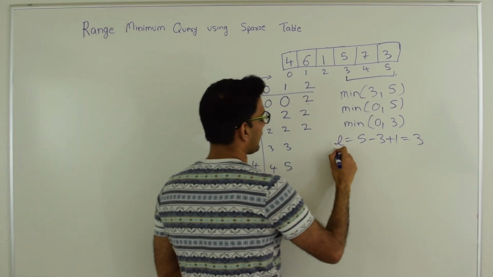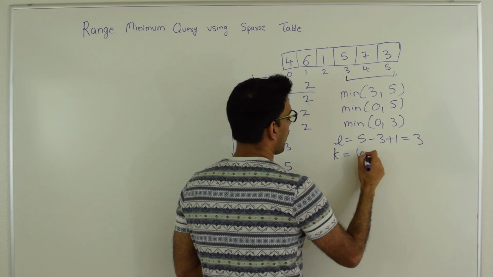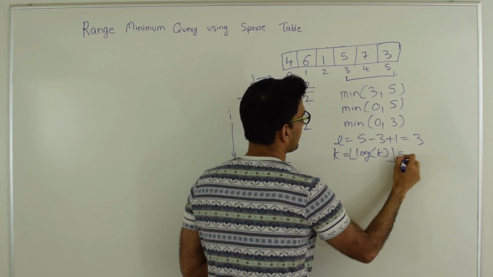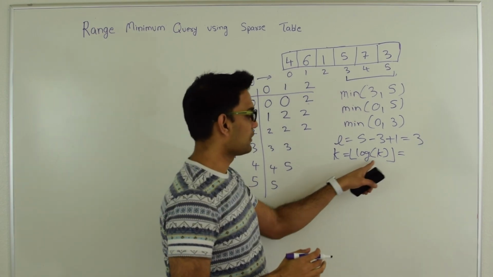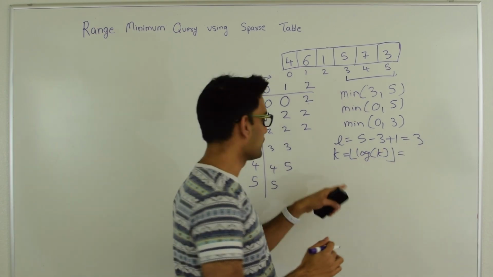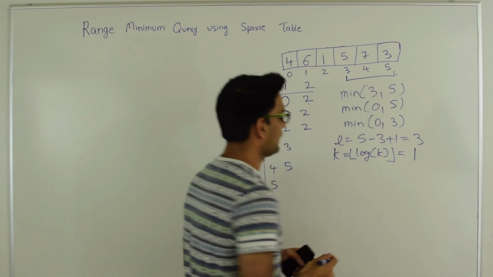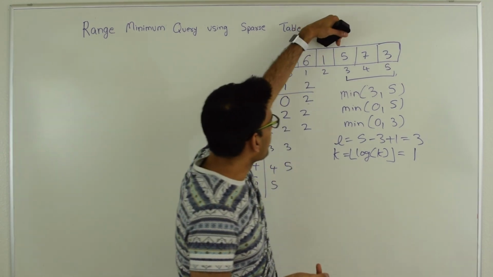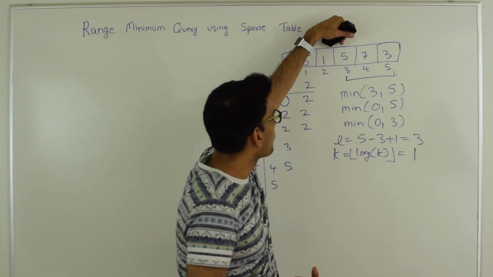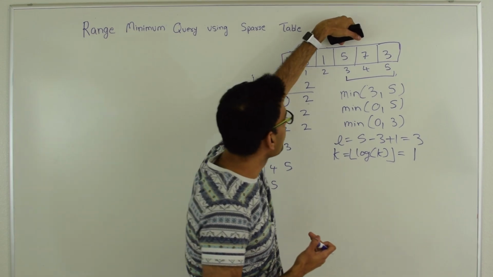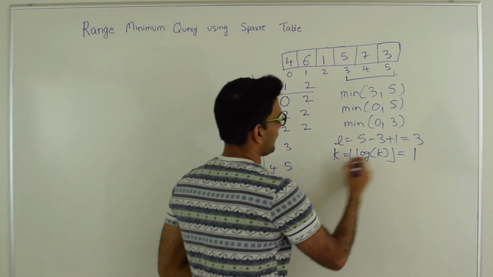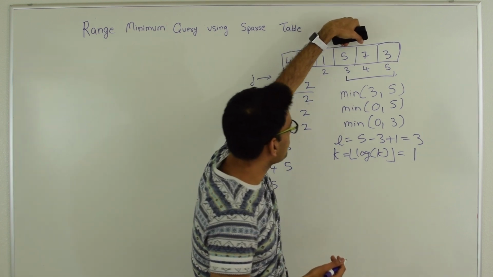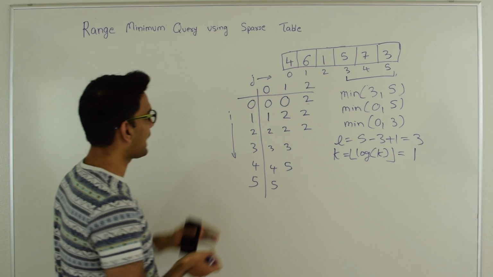Then we calculate K. K is going to be the floor of log of L, so log of 3, and the floor of log of 3 is 1. So K is 1. So this is what we're going to do. Starting from 3, we are going to look for the minimum of the next 2 raised to K elements. K is 1, 2 raised to K is 2. And that we have already calculated before.